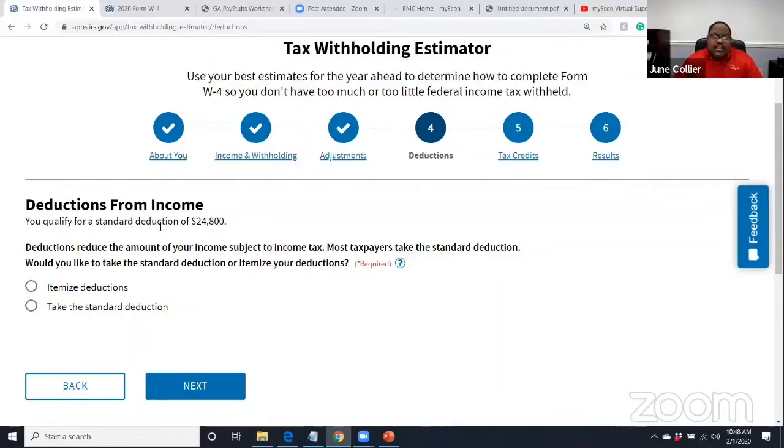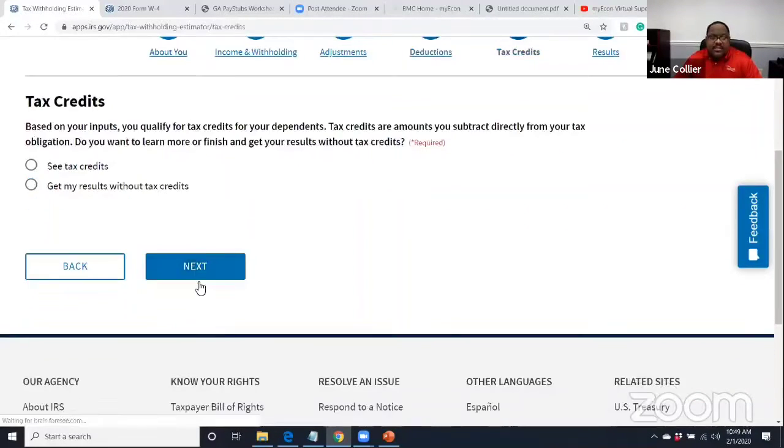And so the standard deduction has increased. It's doubled over the last couple of years. And so most people now do not have enough itemized items to overcome the $24,800. And in this case, this family is in the same situation. They do not have more than $24,800 in itemized deductions. So they're going to take the standard deduction. Most people that you're going to be dealing with are going to take the standard deduction, especially now that the standard deduction has been doubled. So let's go ahead and click on next.